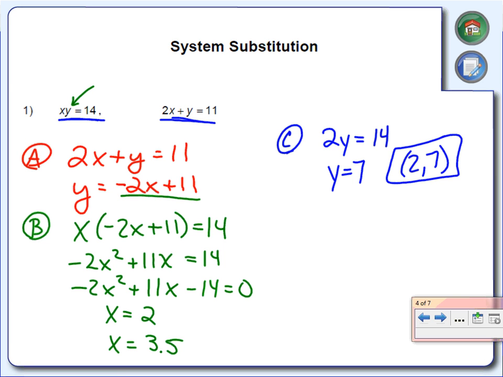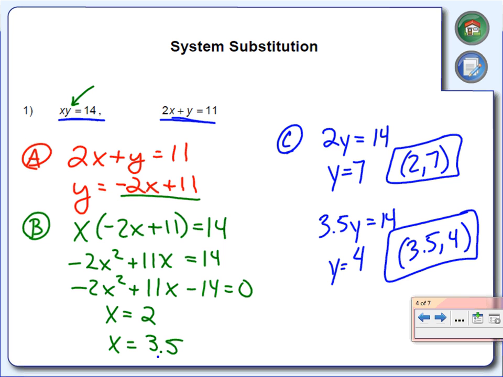Now I'm going to find the other. Now I'm going to take this 3.5 that we have, and I'm going to stick it in that same equation. So now I have 3.5y is equal to 14. And I want to see what y is. So let's divide. What's 14 divided by 3.5? 4. Which means I have the ordered pair 3.5, 4. There's your other solution. So these two ordered pairs represent the solution to this system. Those two ordered pairs make both equations true.